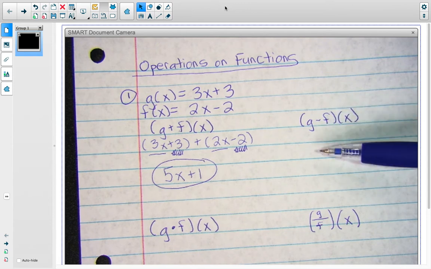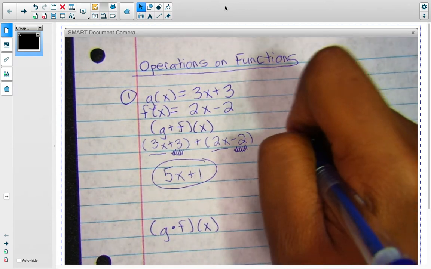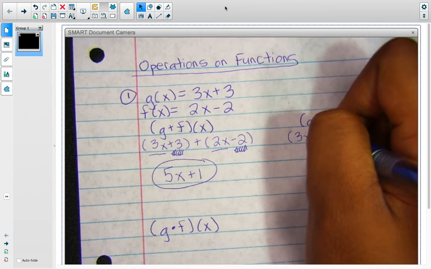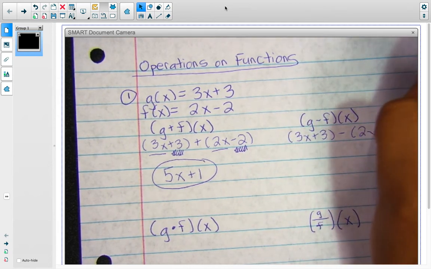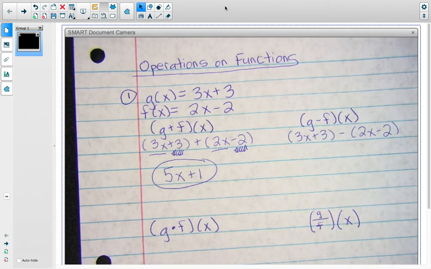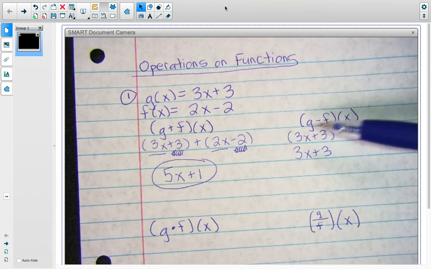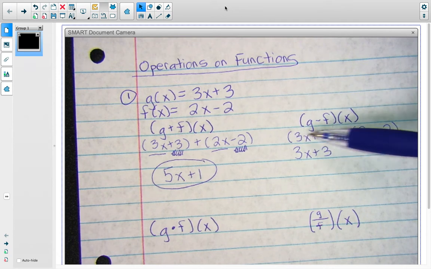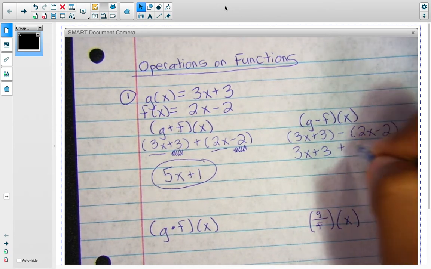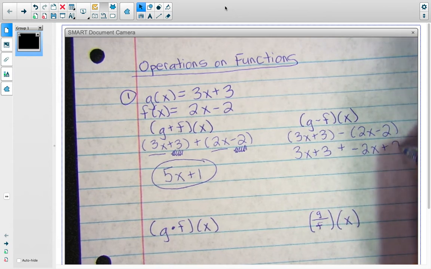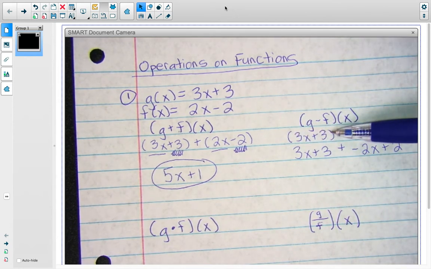Same thing is going to be the case for g minus f. So I'm going to rewrite these right beside each other. This is my g function, and this is my f function. Now, when you're doing subtraction, sometimes you have a higher chance of messing up on your sign. So I like to do keep, change, change, or keep, change, flip, depending on what you remember. You keep the first function, change this to plus, change this sign, change this sign. So we keep the first function, which is 3x plus 3, change the subtraction to addition, and change the sign of everything after the subtraction sign.